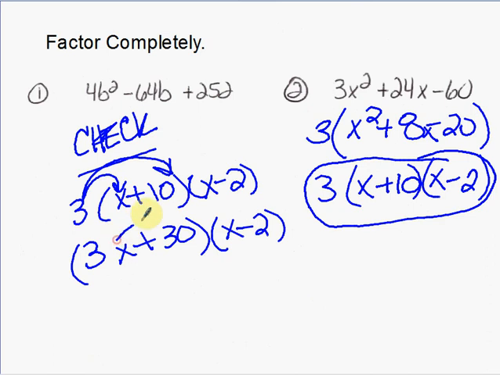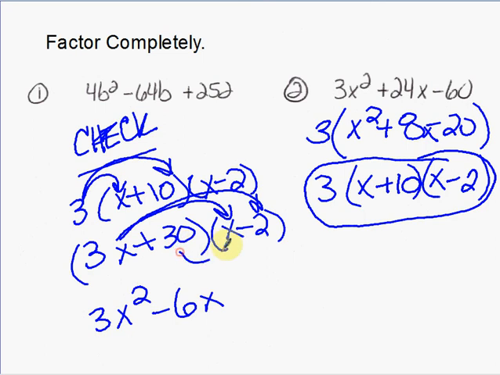Now I distribute again. 3x times x is 3x squared. 3x times negative 2 is negative 6x. There's 30x. My dog's wondering why I'm yelling. And there is negative 60 right there.